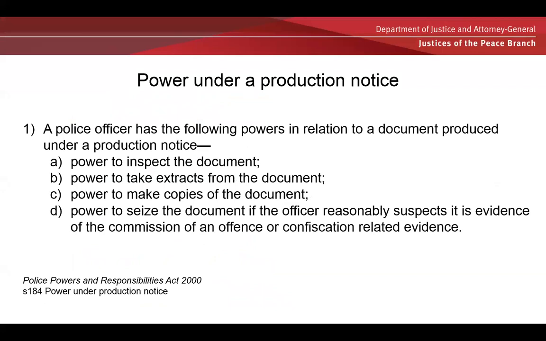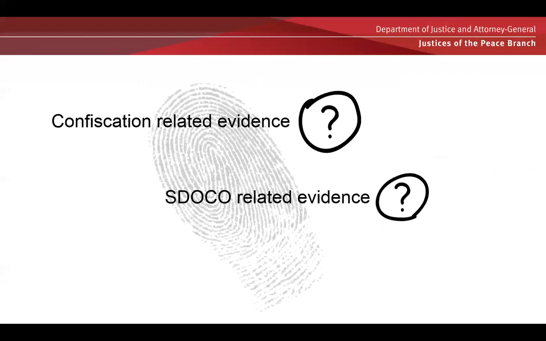Now, I'm just going to jump back to those two terms that we spoke about briefly, confiscation-related evidence and the serious drug offender confiscation order. The reason I'm going over these terms is that they may appear on the production notice, because it is a templated document from an internal form system of the Queensland Police Service. And it is good to be aware of these terms.